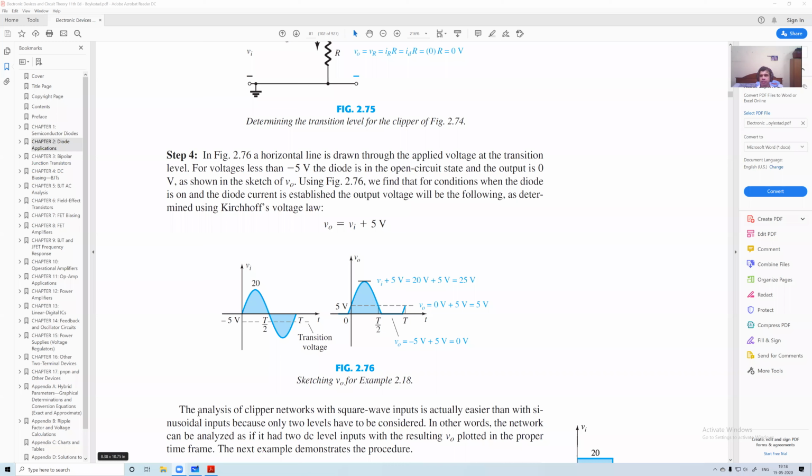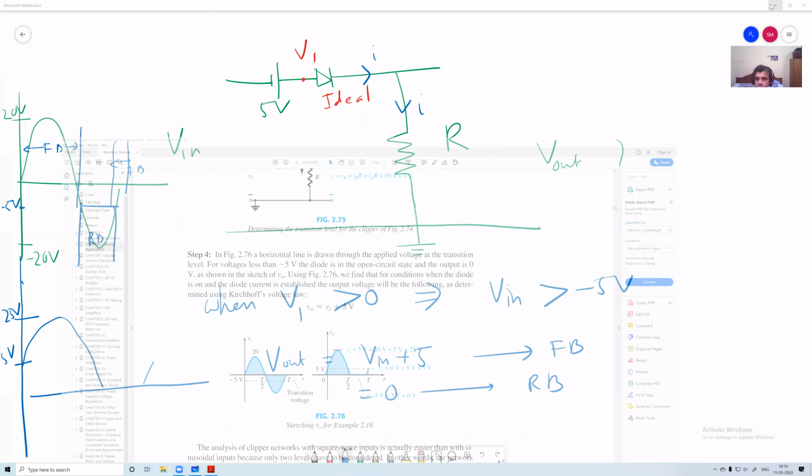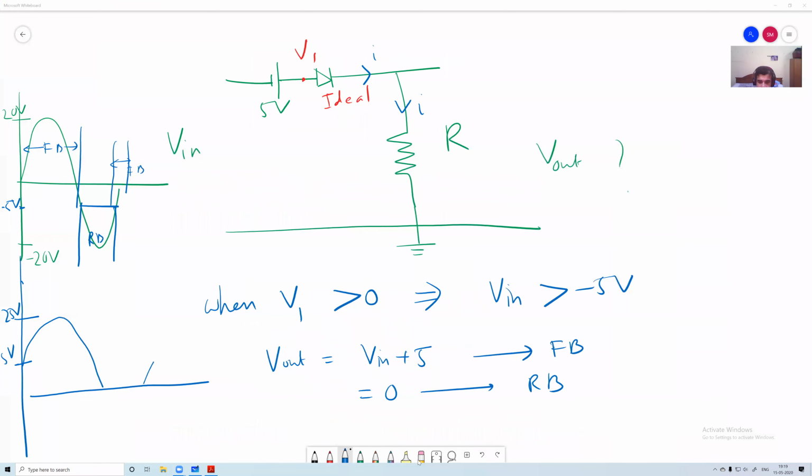Not 5.7, because the diode is ideal. I have told you, right? The diode is ideal, so it will not take that extra 0.7. So it's okay. The left one is the input, the right one is the output. Fine. Okay. So now, since you are interested, let us modify our problem a little bit, and you will tell me.